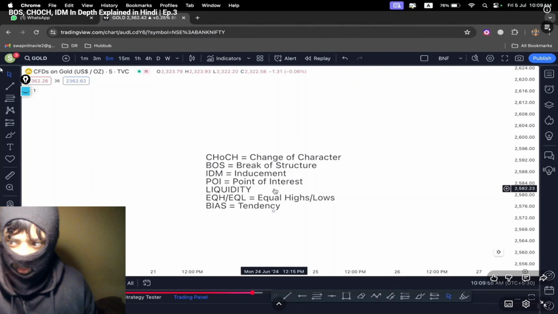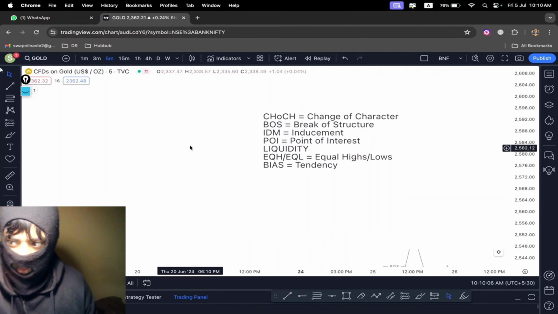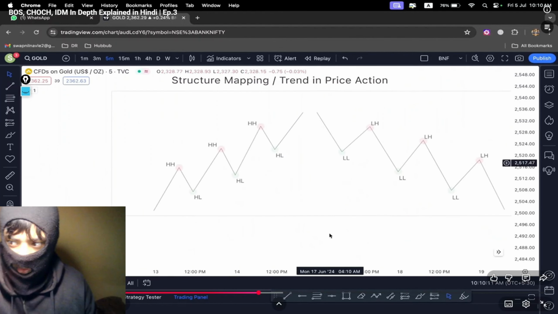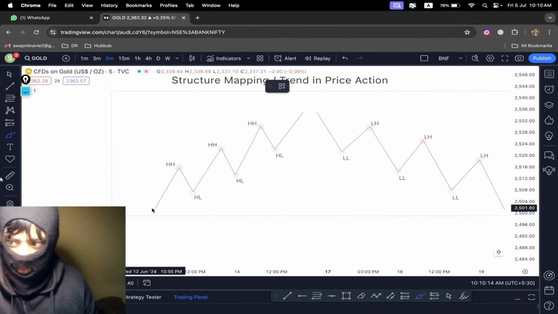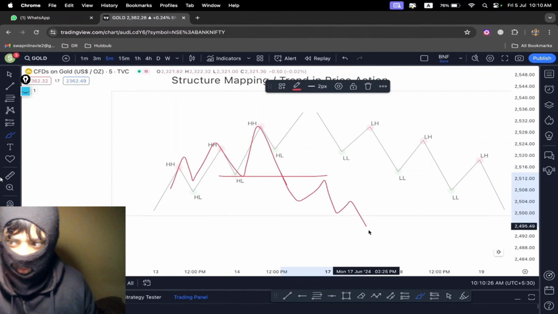Whether it's daily, weekly, or monthly, bias means what is your current view on the market. Are you planning bullish trades or bearish trades? This is called bias. Now let's understand what a change of character is. See, when do we consider a downtrend based on price action? When the market is making higher highs and then breaks its previous swing low. So, what we say here is that the downtrend may continue. Then, if the market continues its downtrend, it will continue to make lower lows and lower highs.